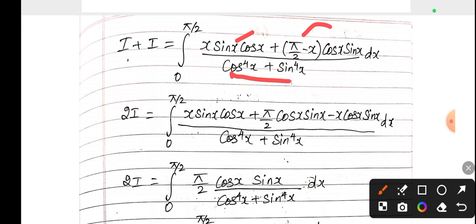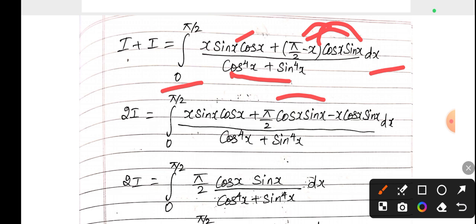Denominator is common, children. Integral is common and dx, these are all common. Inside we have added. Sir, pi by 2 minus x, it's like a distributive property. We want to multiply inside, yes? Pi by 2 into cos x sin x, then minus x into cos x sin x. So this is clear, kindly check.